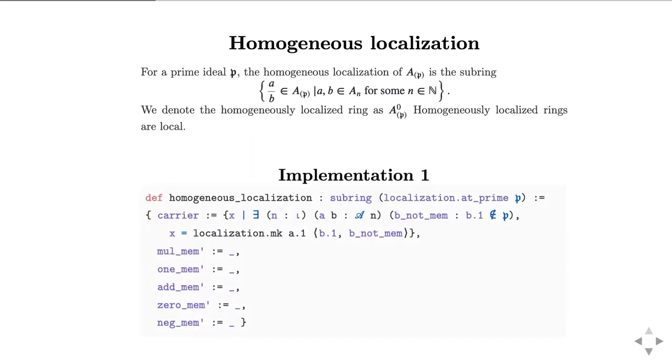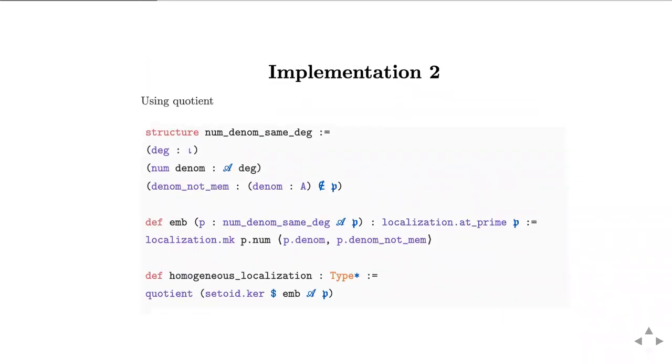So there are some implementations possible here. First, we just literally spell out this definition here, saying that there exists something such that blah, blah, blah. But this is not very constructive, and to get this n, you will always use the axiom of choice, so it's not very pleasant to work with. The other solution, suggested by Eric, is we can come up with a structure in which the degree will be part of this structure, and we have the numerator and the denominator to be in this submodule, and we of course have to ask the denominator not to be in P, so that otherwise the denominator is zero.